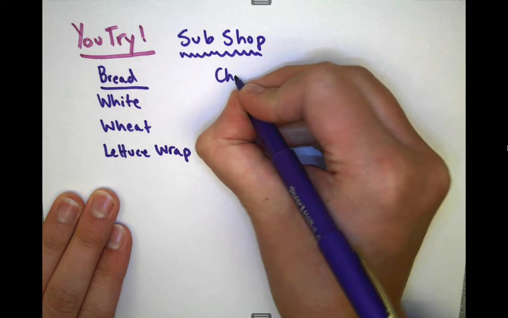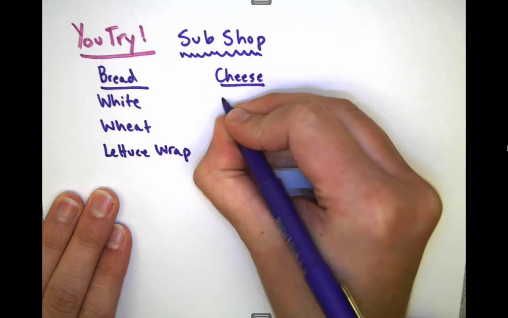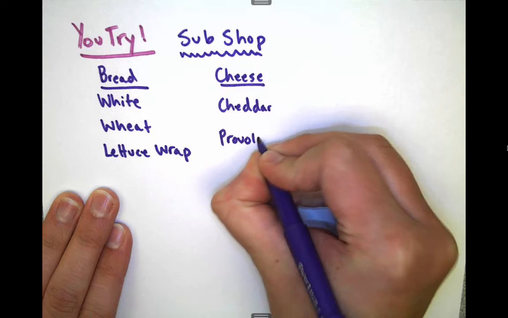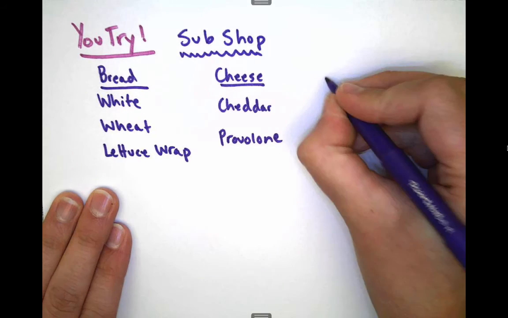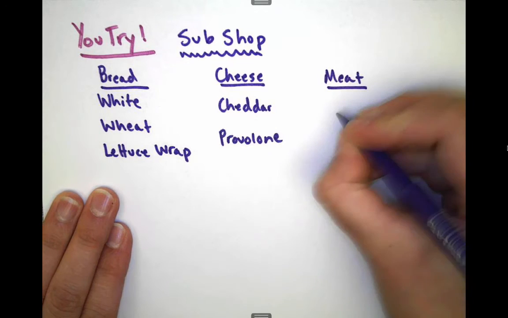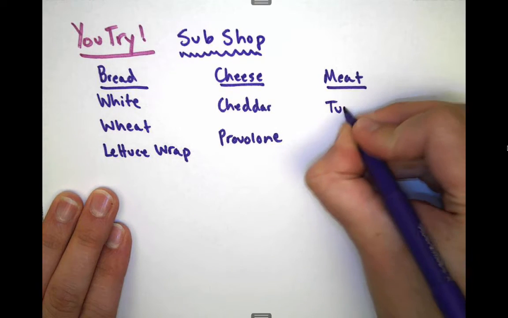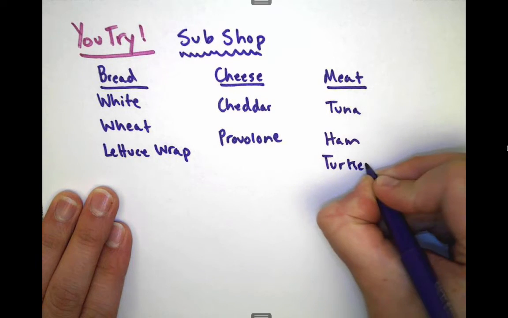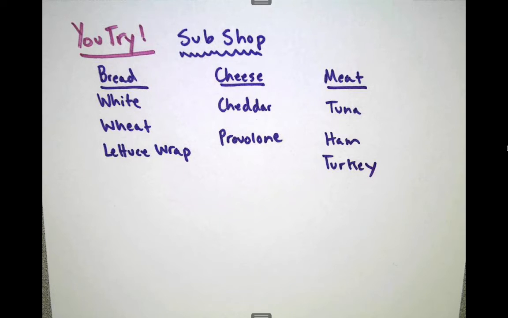Your cheese options are pretty straightforward. You can choose cheddar or provolone. What do you like better? And then for meat, your choices are tuna, ham, turkey. All right, so here's my challenge to you. Can you pause the video and create your own tree diagram or table that represents this situation? We're going to make it nice and neat as possible. So hit the pause button, good luck, and we'll check it in a minute.